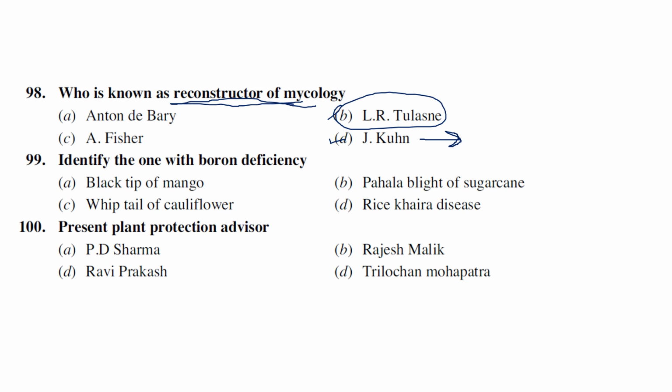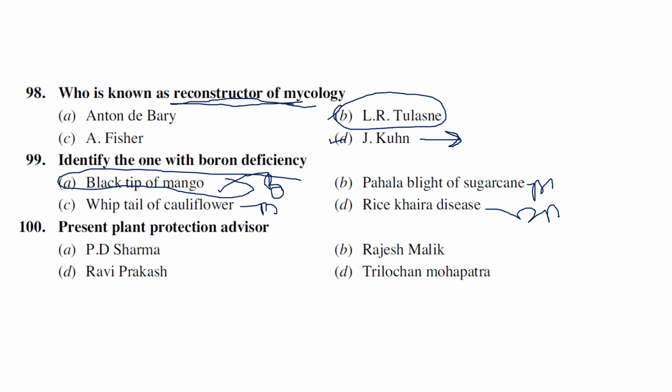Identify the one with a boron deficiency. Black tip of mango, which is caused by boron deficiency as well as sulfur toxicity. Pahala blight of sugarcane, probably manganese deficiency. Whiptail of cauliflower is due to molybdenum deficiency. Rice khaira, zinc deficiency. So among the given options, black tip of mango is caused by boron deficiency.